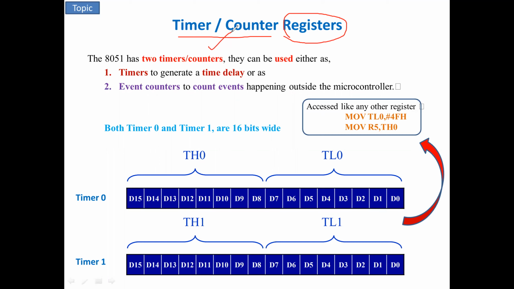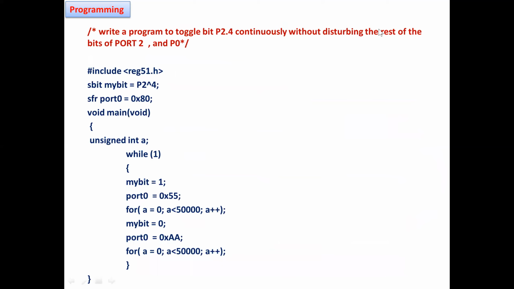What is a timer? Timer is used to generate a time delay. That is, it will provide some delay. So we have to code a program using this timer so that you can obtain an exact delay, either 1 second, 2 seconds, 10 seconds, or some milliseconds. You can obtain it exactly.